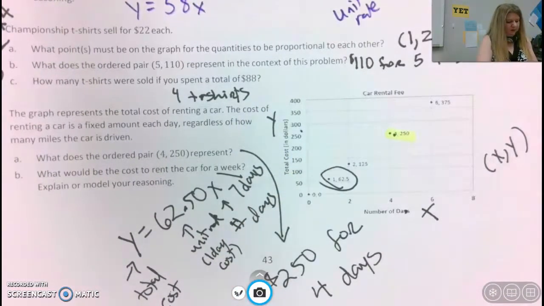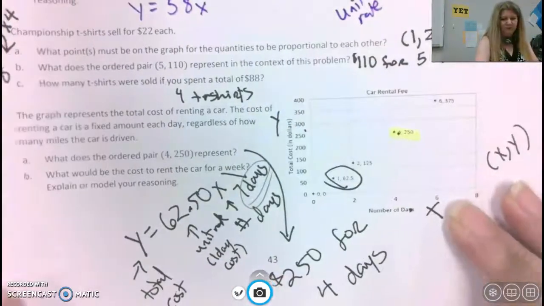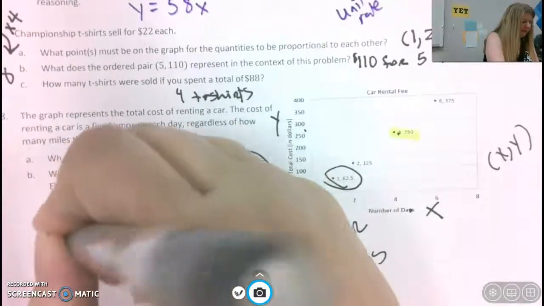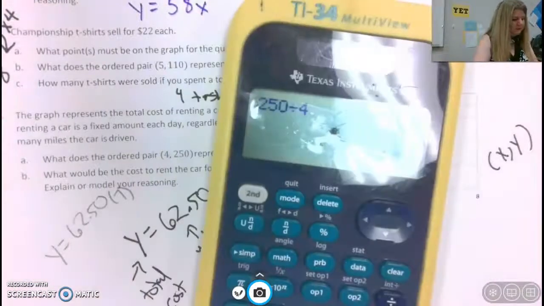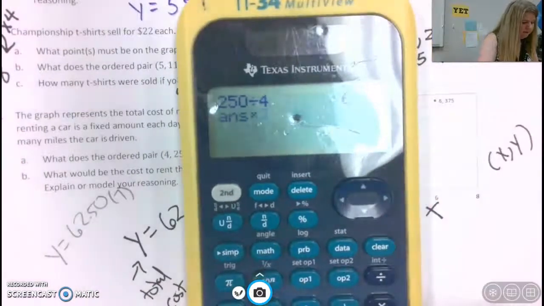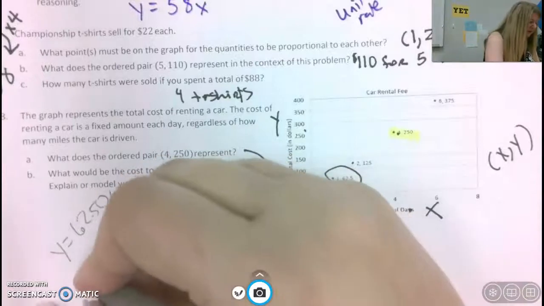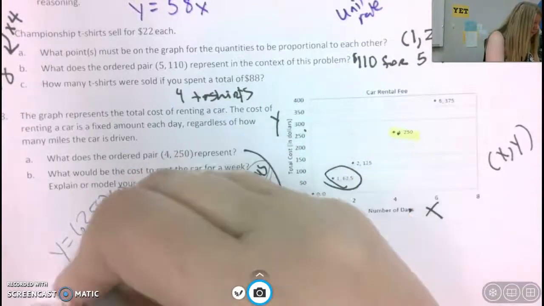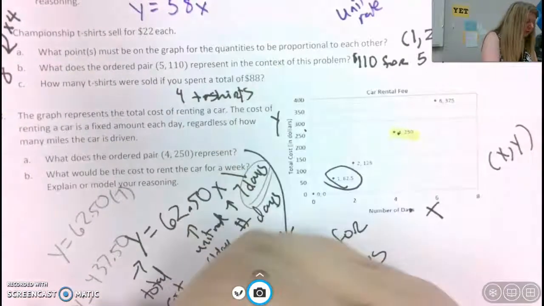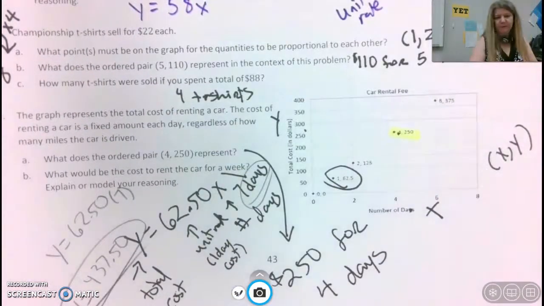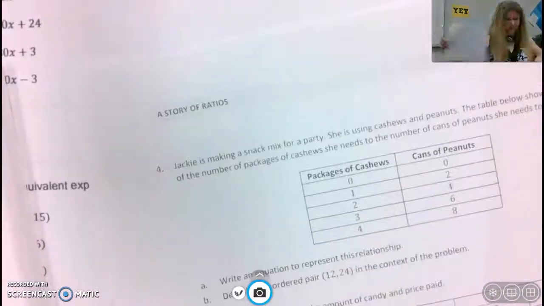Okay, so if I'm talking about 7 days, that kind of got jumbled, sorry about that, I'll do y equals 62.50 times 7. So let's do that. 62.50 times 7, $437.50 is what y equals. Okay, there we go. Let's move on to the next page.